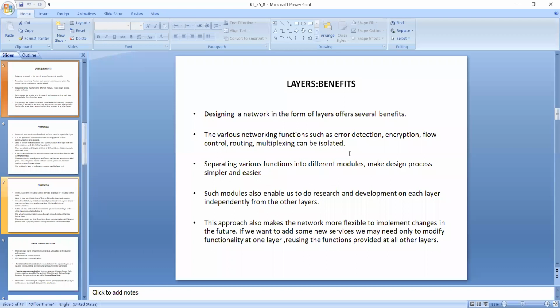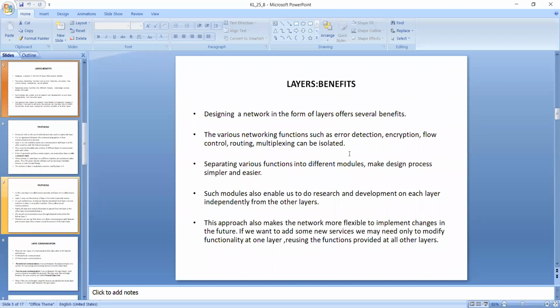The second advantage is separating various functions into different modules. The design process is simple and easy, because one layer is meant for one specific function, and another layer is meant for another specific function. So each function is isolated from one another. That's why separating various functions into different modules makes the design process simpler and easier.